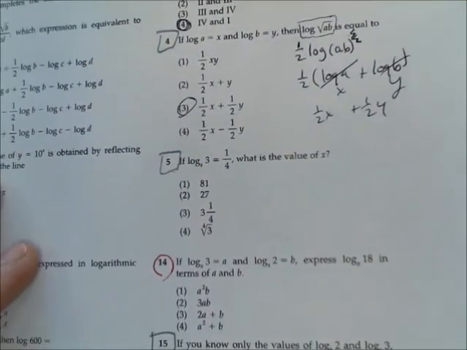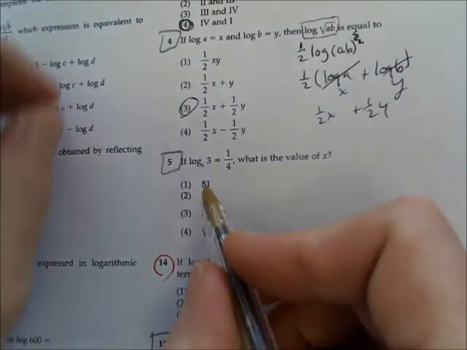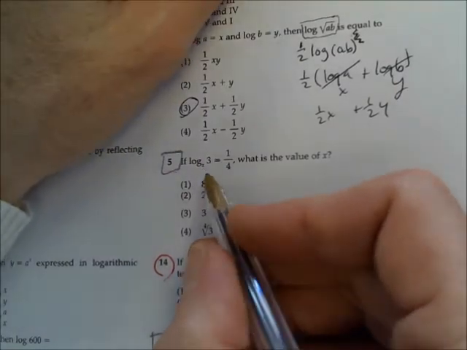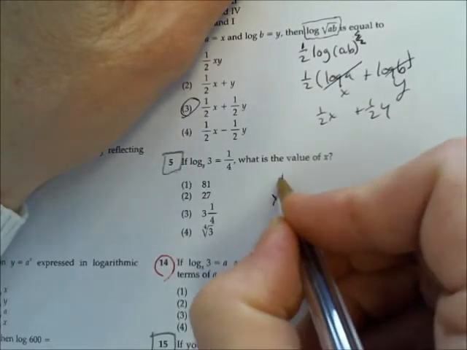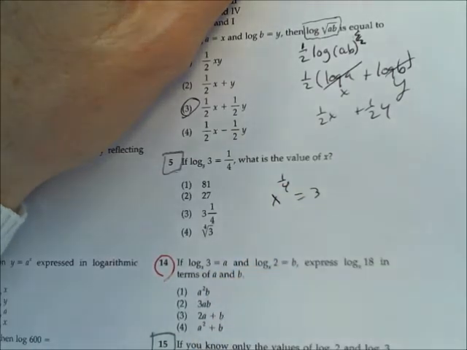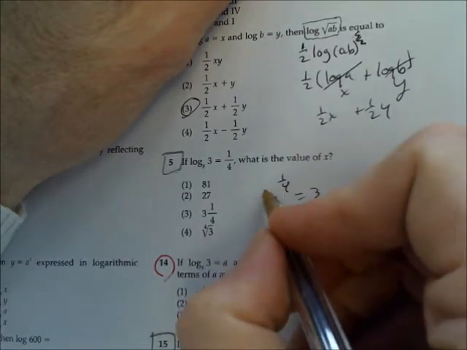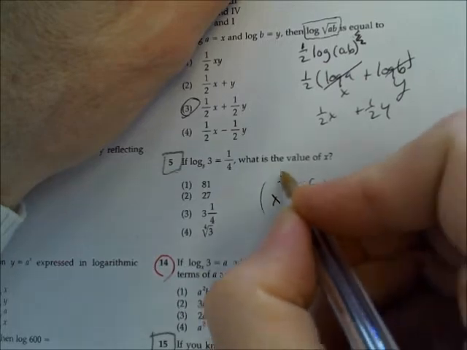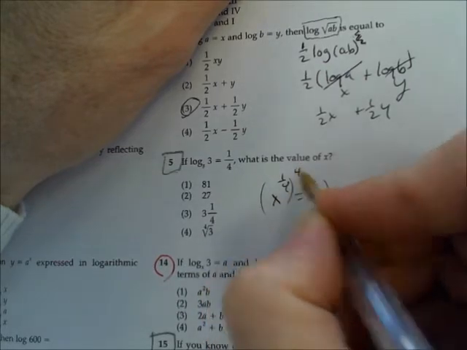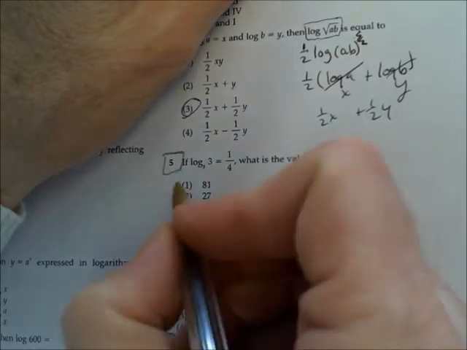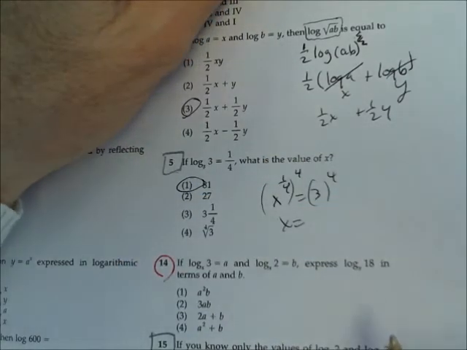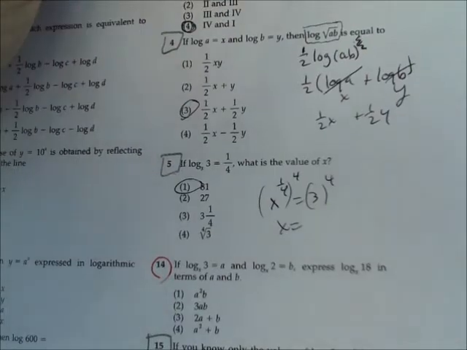Number 5, you have to rewrite this in exponential form, which says x to the power of 1/4 is equal to 3. To get rid of the 1/4, you raise both sides to the reciprocal of 1/4, which is 4 over 1. So x is equal to 3 to the 4th. 3 to the 4th is 81. If you want to put that in your calculator, you can.